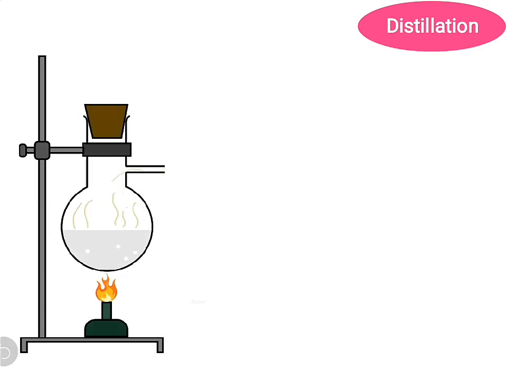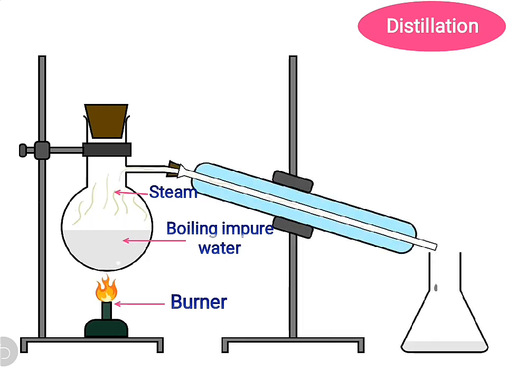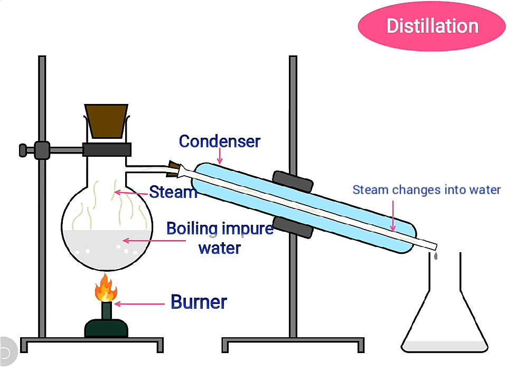In distillation, impure water is heated in a flask till it starts boiling. On boiling, water changes into steam and impurities are left behind. The steam then passes through the condenser. In the condenser, the steam cools down and changes into water again. This pure water is collected in another flask kept below the condenser. The water collected by distillation is called distilled water.